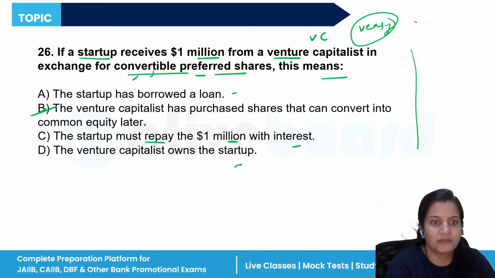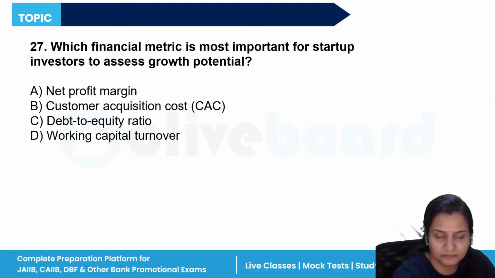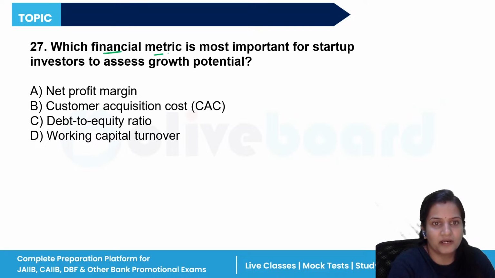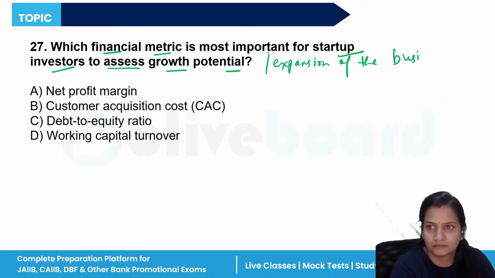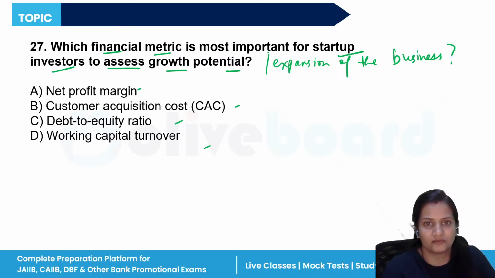Yes, correct answer. It means that the venture capitalist is purchasing shares which can be converted into equity later on. Convertible preference shares are shares that can be converted into equity. Now, which financial metric is most important for startup investors to assess growth potential or the expansion of the business? Net profit margin, customer acquisition cost, debt to equity ratio, or working capital turnover.